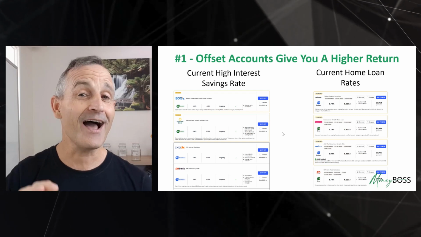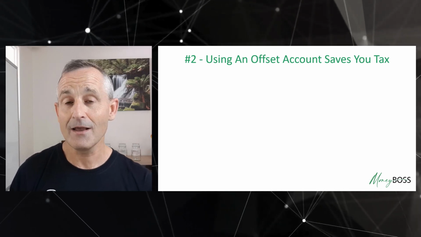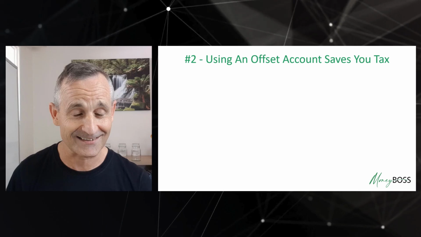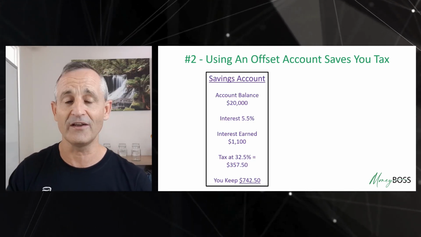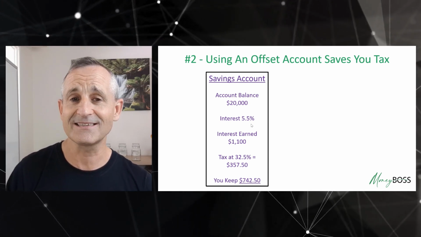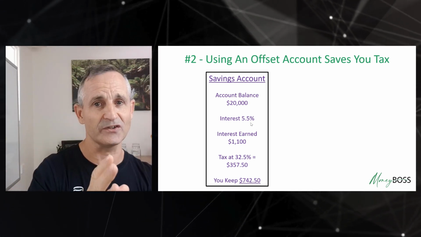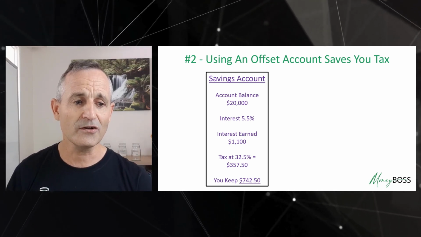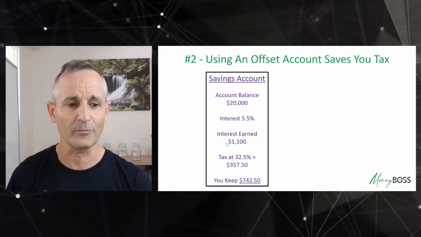Okay, so let's now have a look at the second benefit of having an offset account, and that is having money in your offset account will save you money on tax. Now, who doesn't like saving money on tax? Using the example of a savings account again, $20,000 sitting in that savings account. Let's say the interest that I could earn is 5.5%. So I've chosen the highest interest rate available on savings accounts right now. Interest earned would be $1,100. So 5.5% of 20,000 is $1,100 per year.